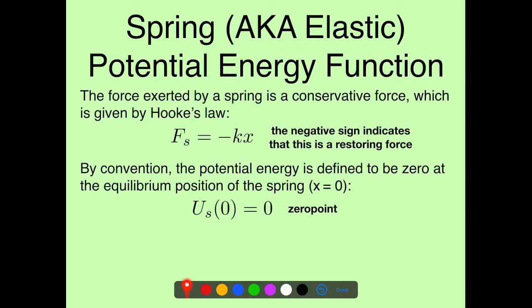Okay, so before we go and calculate the potential energy function for the spring force, we need to state what the 0 point is going to be. The easiest thing to do is just to put the 0 point at the equilibrium position of the spring, x equals 0. Remember, when x is equal to 0, the spring is perfectly relaxed. It's not compressed and it's not stretched out. So what we'll say is spring potential energy when x is equal to 0 is 0. That's how we'll do it.